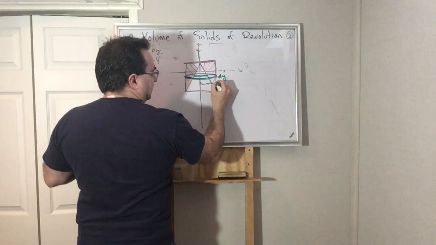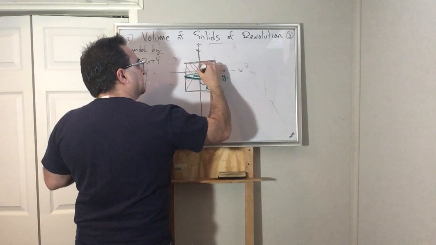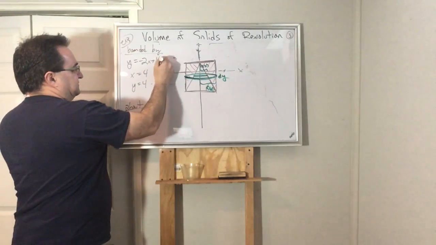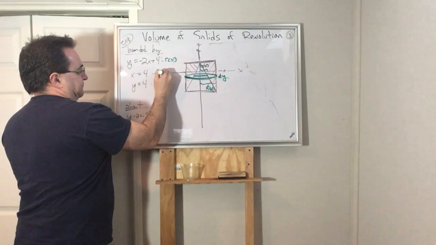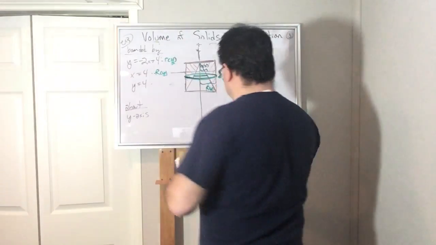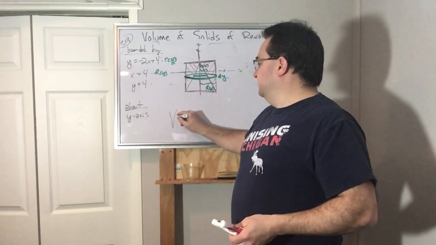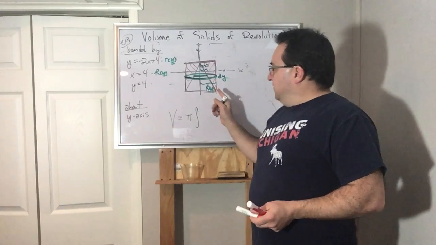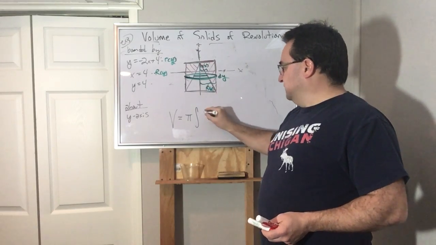Furthermore, the outer radius goes to this vertical line, and the inner radius goes to the diagonal line. So this is my inner radius, and this is my outer radius. So let's see if we can put the pieces together. The volume of this solid generated is pi times the integral. My outer radius is always, here's the y-axis, this is x equals 4, it's always 4 units.